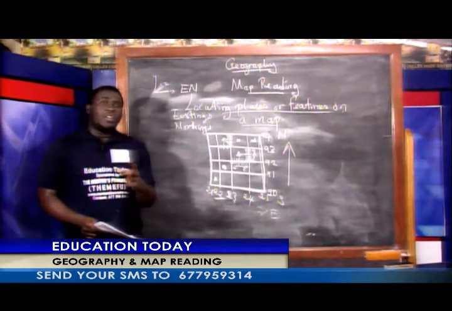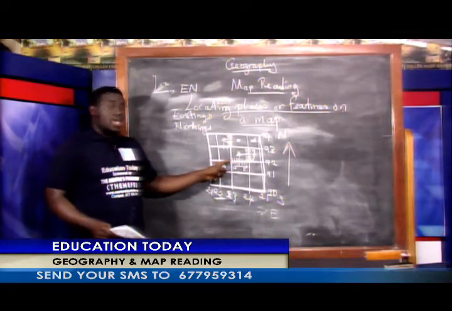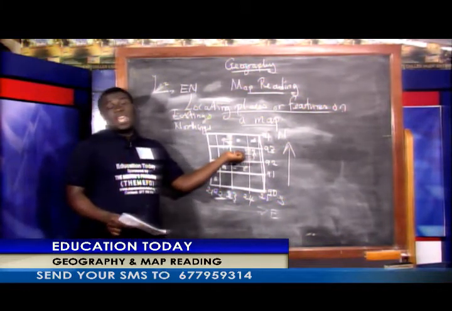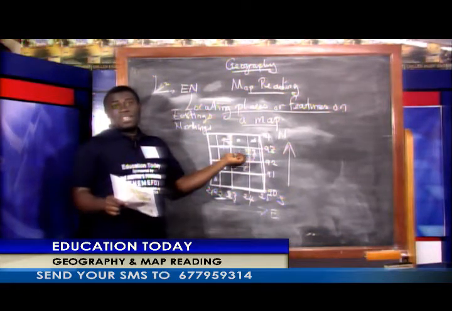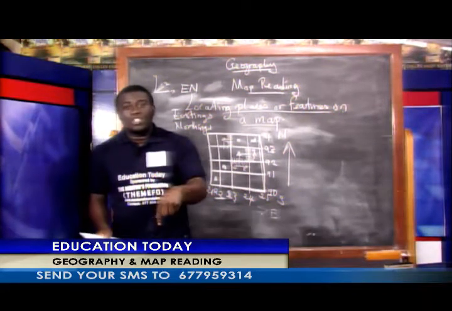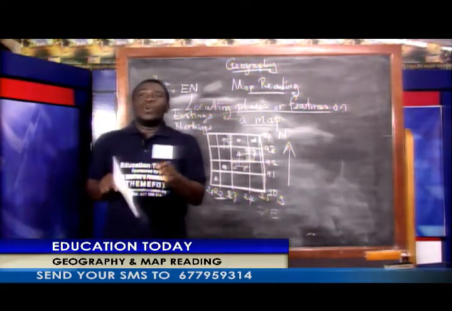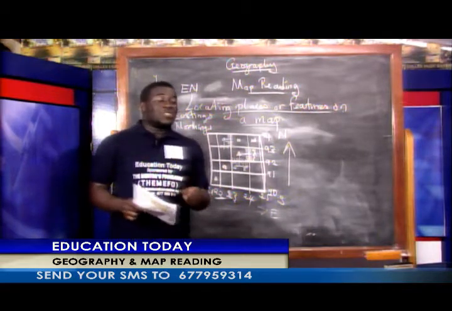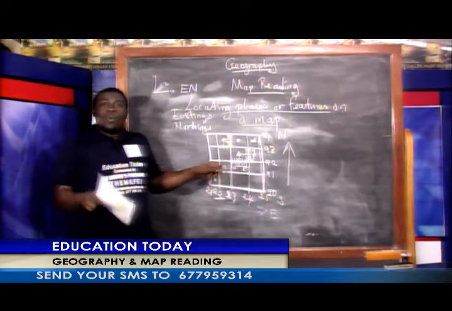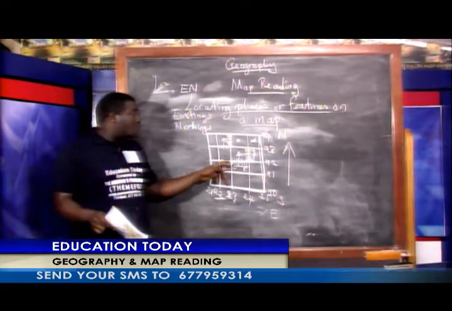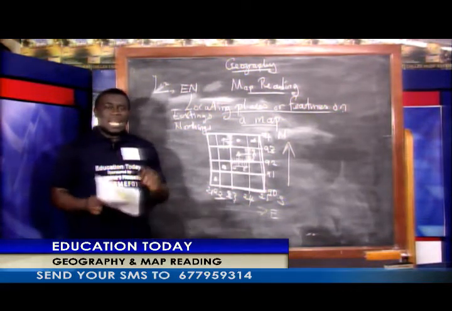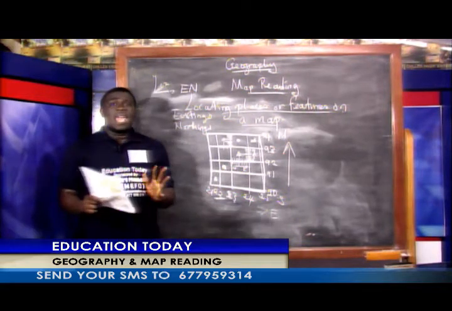The 4-figure reference shows the grid square where a feature is found. It shows the grid square where this feature is found within the square. That is the 4-figure reference. While the 6-figure reference shows the exact position where a feature is found within a map. So the 6-figure reference shows the exact position where a feature is found within the map, while the 4-figure reference shows the grid square where a feature is found. Are we okay? That is the difference between the 4-figure reference and the 6-figure reference.